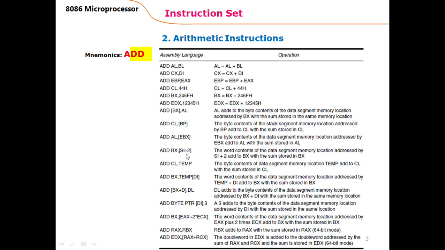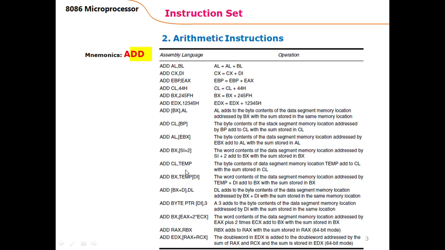It is the word content, or the 16-bit content, at this memory location in the data segment addressed by the offset address calculated as the 16-bit content in the SI plus 2. So that would give us an offset address, and the 16-bit content at this offset address in the data segment memory location is added with the 16-bit content in the BX register, and the result is stored into the BX register.